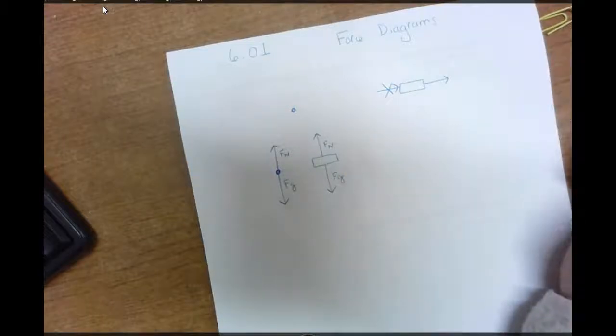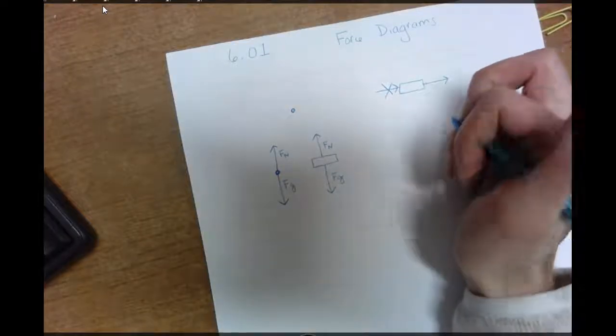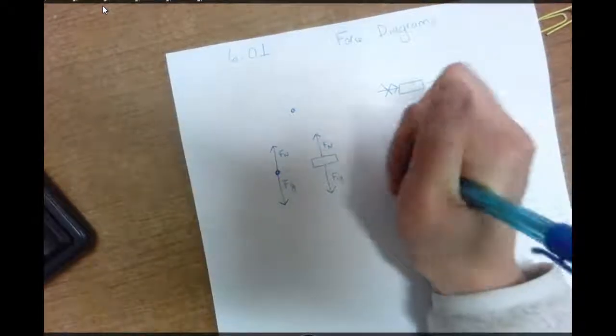Now, if the object is floating in the sky or hanging from a shoulder, if it's not sitting on a surface, it does not have a normal force. If you're carrying a bag on your shoulder, there's no normal force working on that bag, because it's not sitting on a surface. So normal force comes from something sitting on a surface.